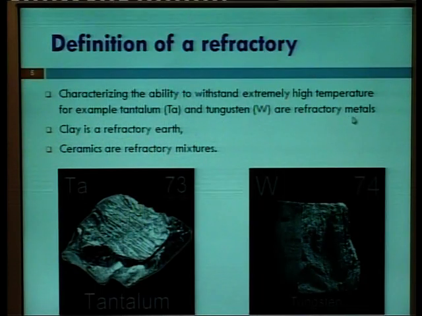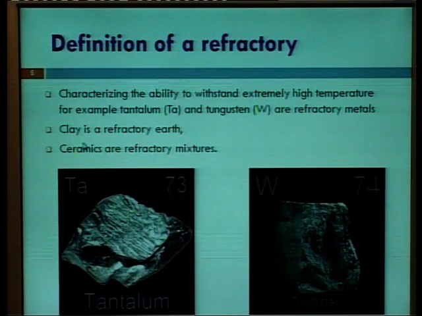So, when we say refractory, it is not only a simple element as we are seeing, but these elements are regarded as refractories because they can withstand very high temperature. That is the primary concern about refractories, as a result of which we can call these metals, even though they are pure metals which can withstand extremely high temperature, refractory metals.